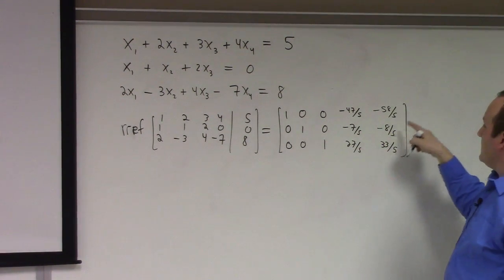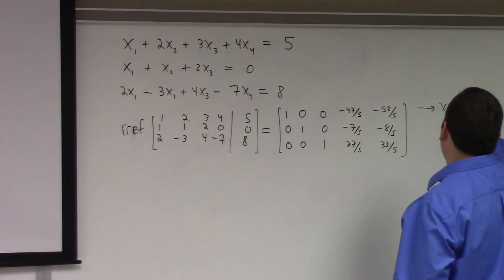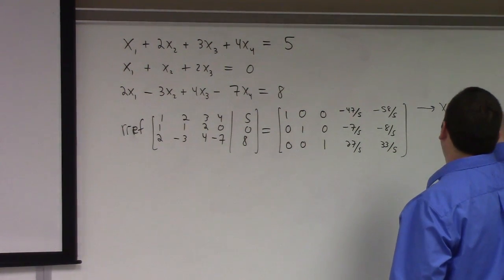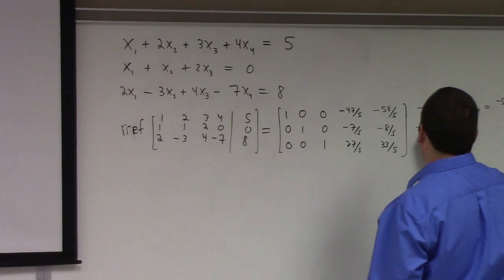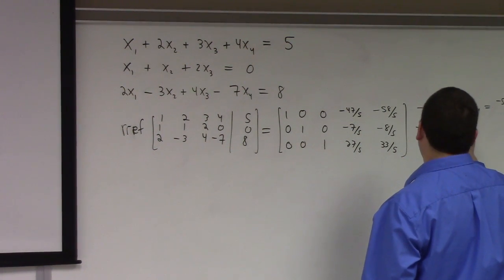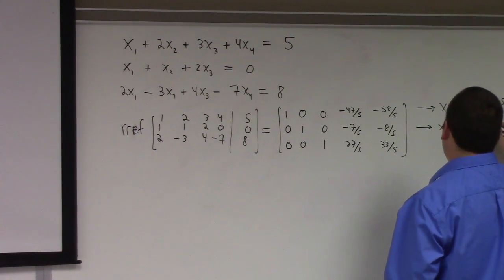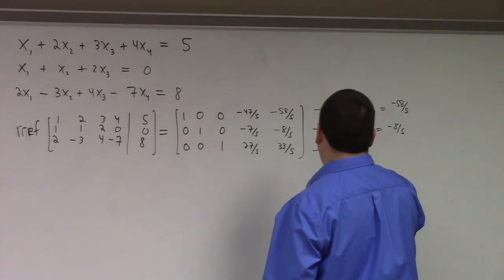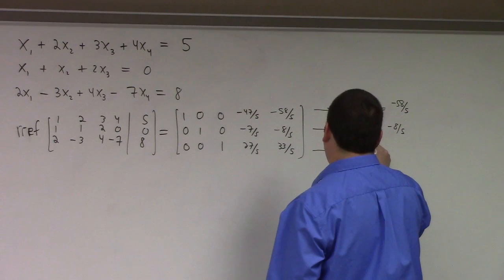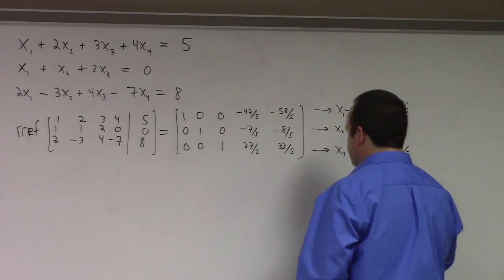What does this say, though? This says that x1 minus 47/5 x4 is equal to -58/5. This second row says that x2 minus 7/5 x4 is equal to -8/5. And this third one says that x3 plus 27 over 5 times x4 is equal to 33 over 5.